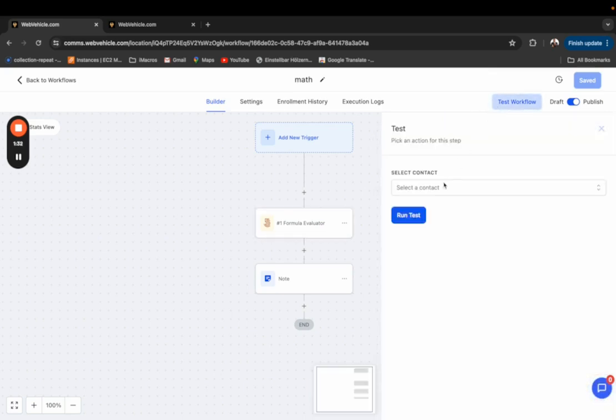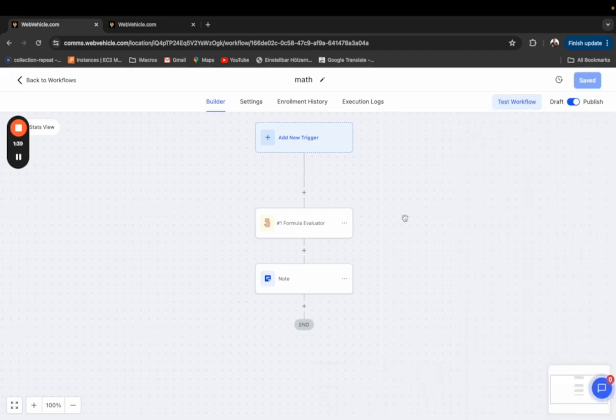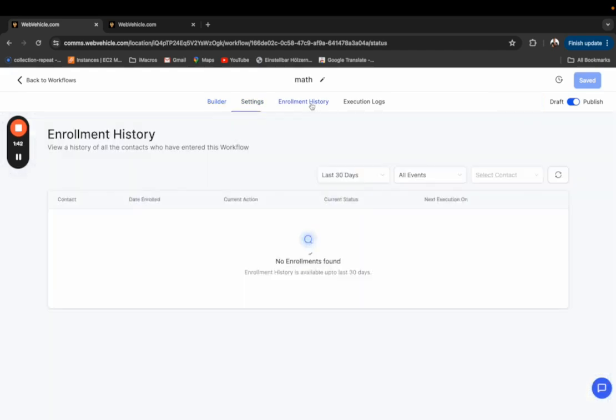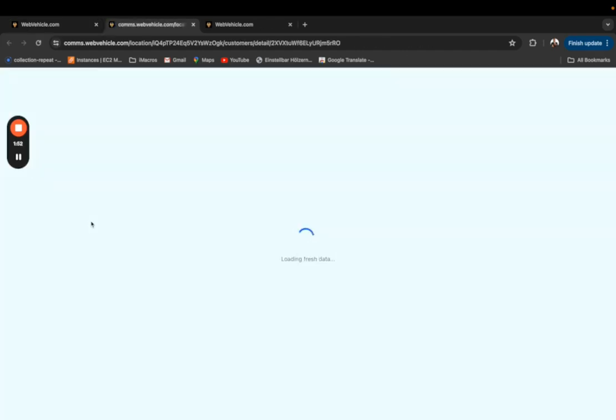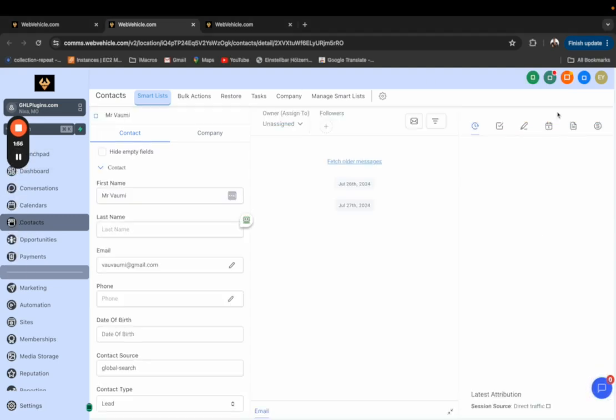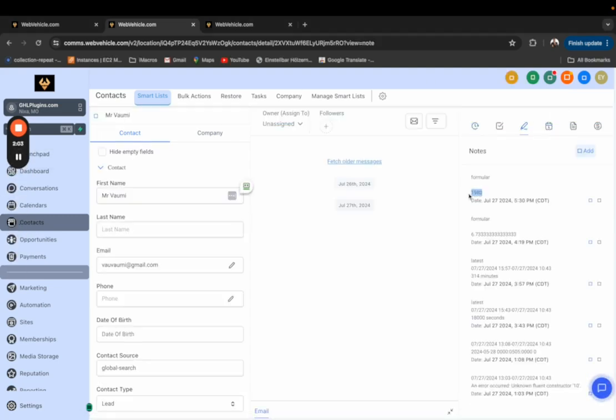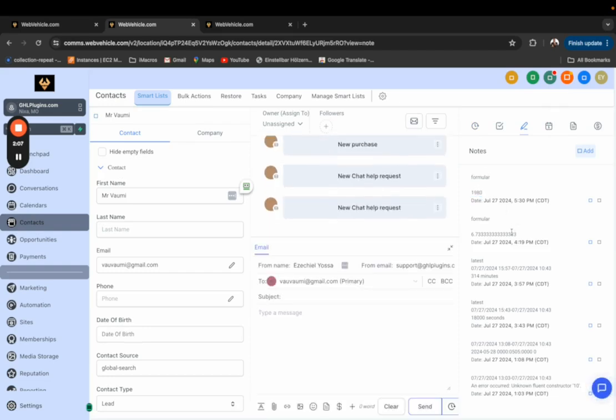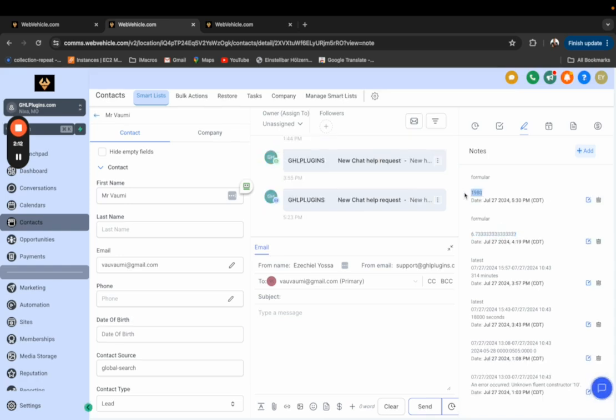I'm going to take an example, just going to use my contact, and that should be good. Enrollment history, Formula Evaluator, and I'm just going to check the notes. All right, so if I check the notes right here, boom, this is the value. This is the result from the formula. You can see I've had other expressions that have given me values, even decimal numbers. This is the value of that. And then if you go to the formula and do the same calculation, you're going to have the same value.